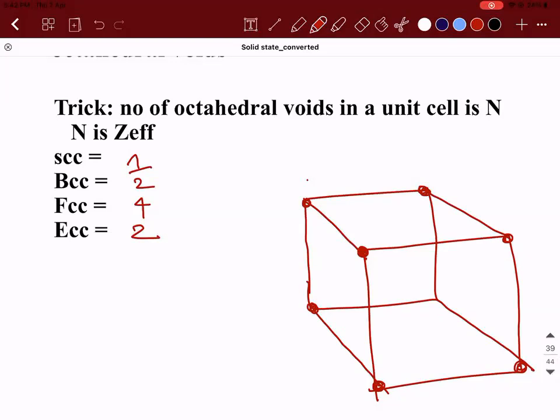Okay, shall we move? Yes, see. For octahedral voids, the FCC number is 4. So in a face-centered cubic cell, there are 4 octahedral voids present. Got my point? See, top, bottom, left, right, front, back. This is FCC. Correct. Now I'm connecting all the things.